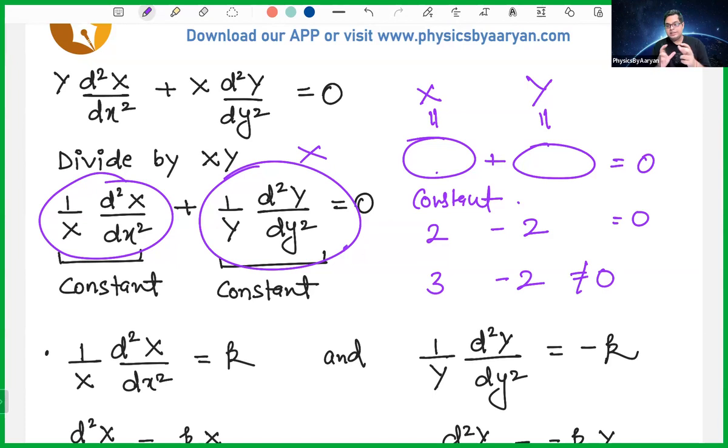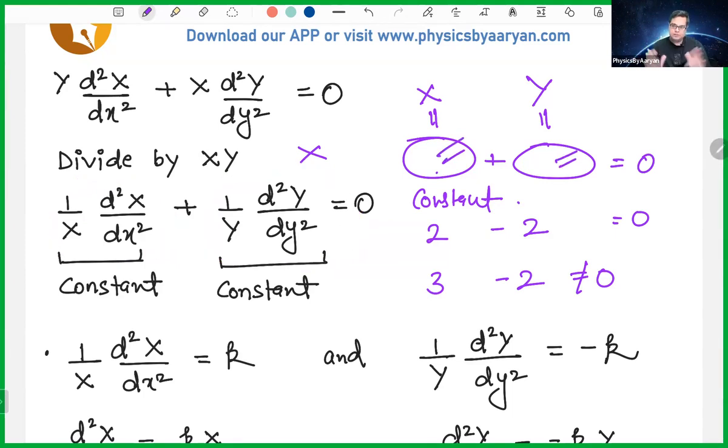So if I am changing x and y, and even if one of them changes, then my equation will no longer remain satisfied. So in order to keep my equation satisfied for the rest of my life, I have to say that these two should remain constant. If this is 2, this will always be 2. And if this is -2, this will always be -2. So that 2 minus 2 will become 0. Okay? So that is the most important part.